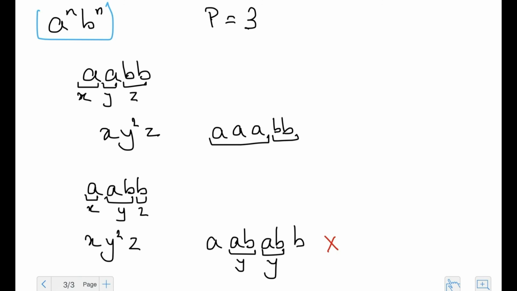What we'll do in the next video is we'll look at how we can actually use the pumping lemma to prove that any language is not regular, and we'll see a more generic method that we can use. So that'll be for the next video.